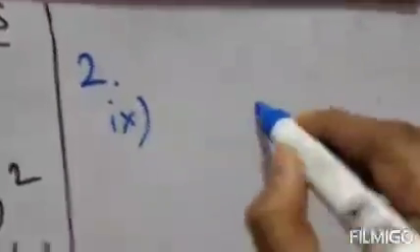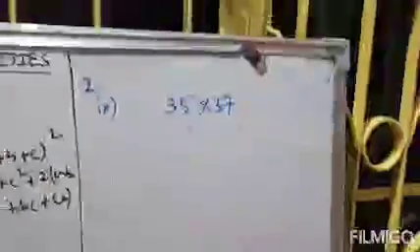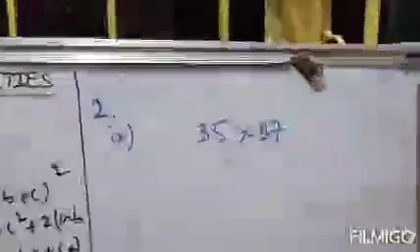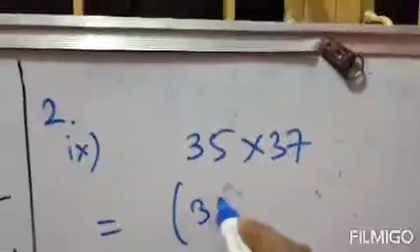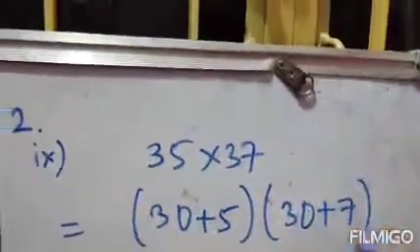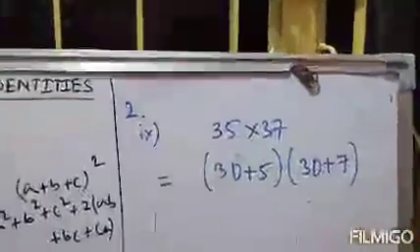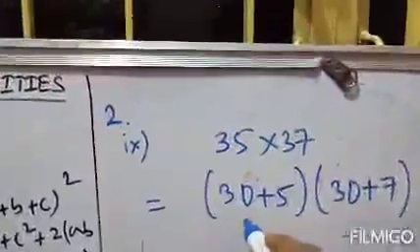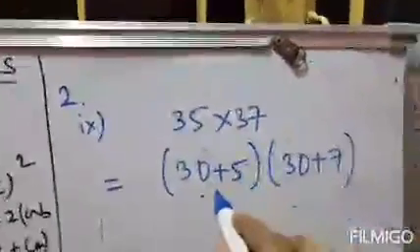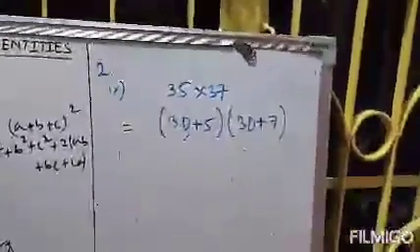Now next question is question number 9. Question number 9 is your 35 into 37. Clear? So take the base out of, that is 30 plus 5, that is 35, and 30 plus 7, that is 37. Because I have told you in the previous lesson, just take the number having unit digit 0. You will choose a number that has unit digit 0. Clear? So you will already know how to choose a number.